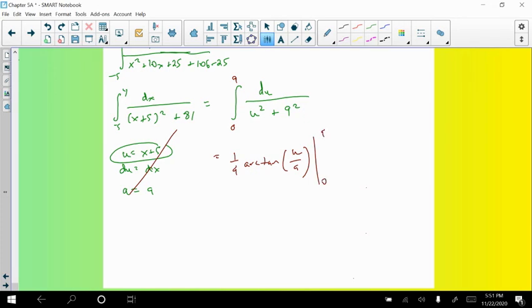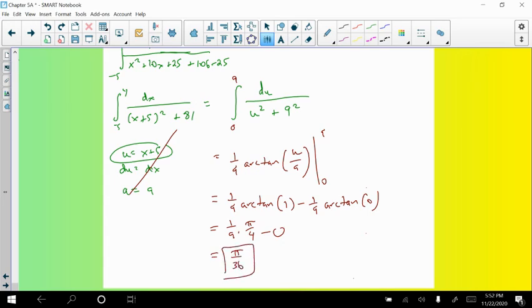And so this is equal to 1/9 arc tangent of 9 over 9, which is 1, minus 1/9 arc tangent of 0. Now, we should recognize both of these ratios. Arc tangent of 1, what kind of angle has a tangent ratio equal to 1? And since it's the principal angle, arc tangent is given, that's pi fourths. So now I've got 1/9 times pi fourths minus arctangent of 0, which would be 0, so minus 0. So this is equal to pi over 36.